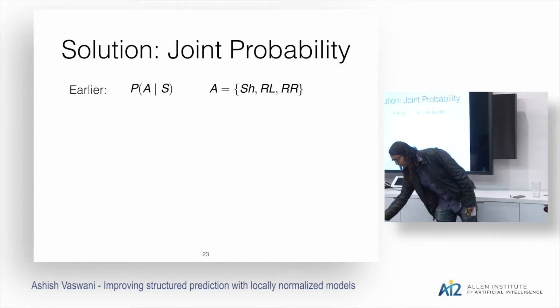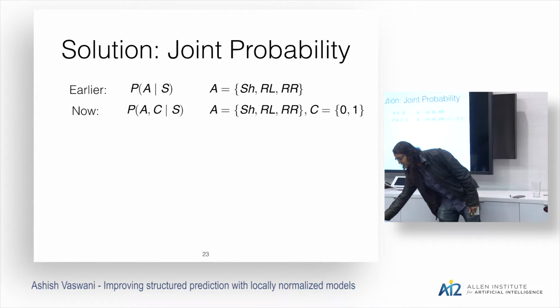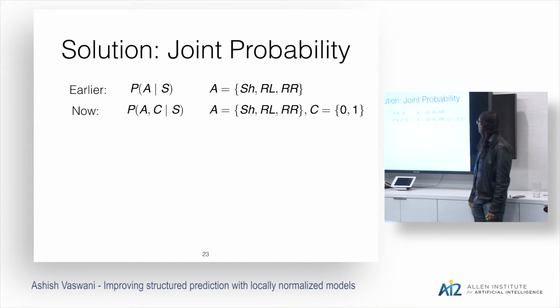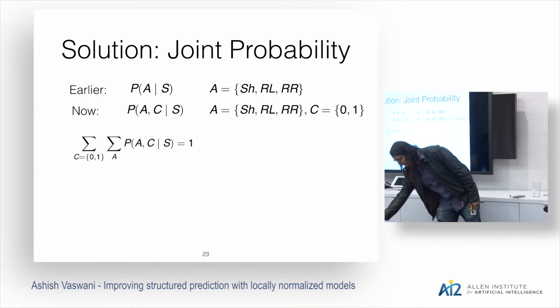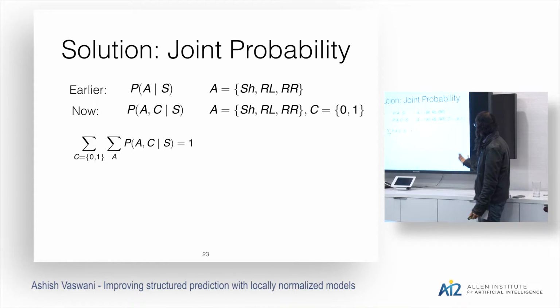So the solution is joint probability. Earlier we basically had actions given states, and now I'm saying that you should model the action and the class of the state, given the state. In the case of dependency parsing, this could be a categorical distribution having 6 items, but we're going to choose a different factorization. The rules of conditional probability say this has to sum to 1.